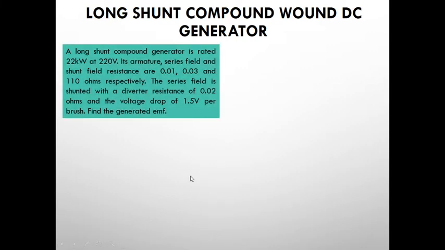So let's have an example. The long shunt compound generator is rated 22 kilowatts at 220 volts. It has armature, series field, and shunt field resistances of 0.01, 0.03, and 110 ohms respectively. The series field is shunted with a diverter resistance of 0.02 ohms, and the voltage drop is 1.5 per brush. So find the generated EMF.